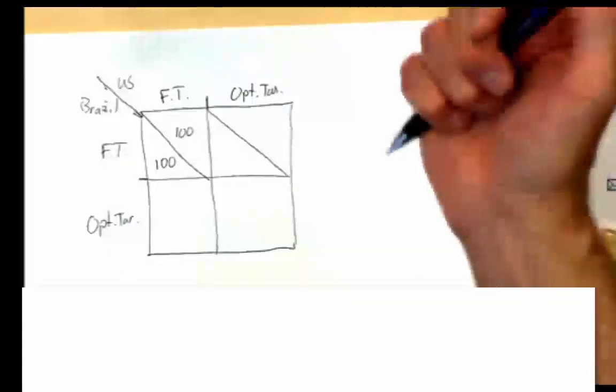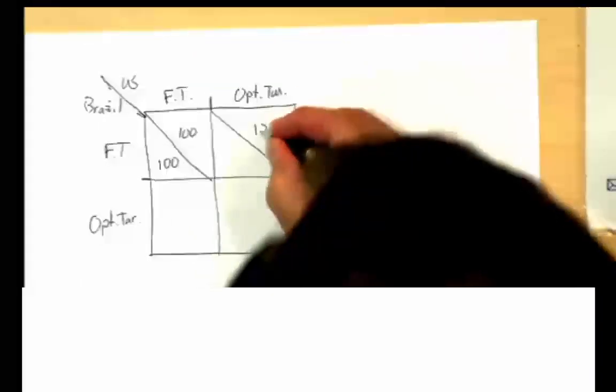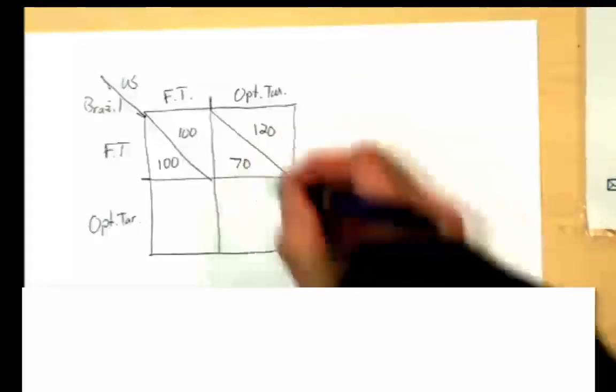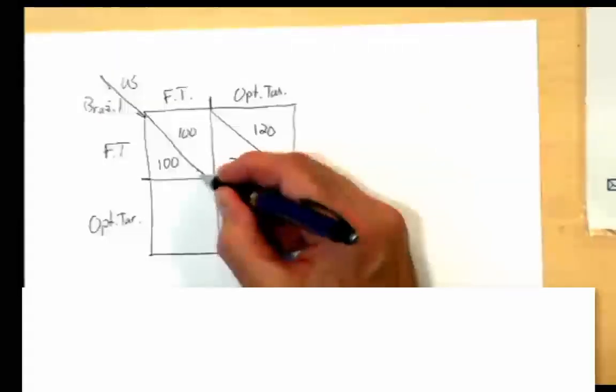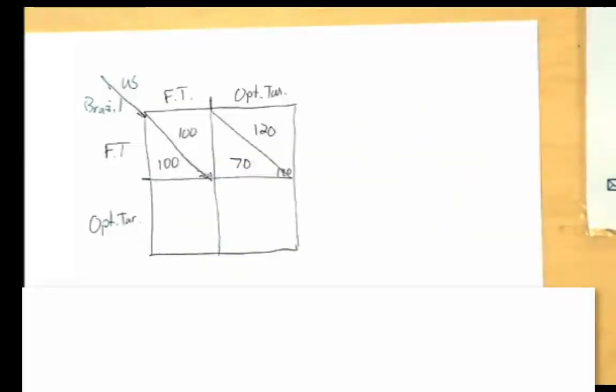So let's make up a number. Let's say U.S. goes up to 120, Brazil falls to 70. The summation of the two is 190 units now. It was 200 over here. And let's say that's the outcome for the countries if the U.S. puts optimal tariffs and Brazil does not.